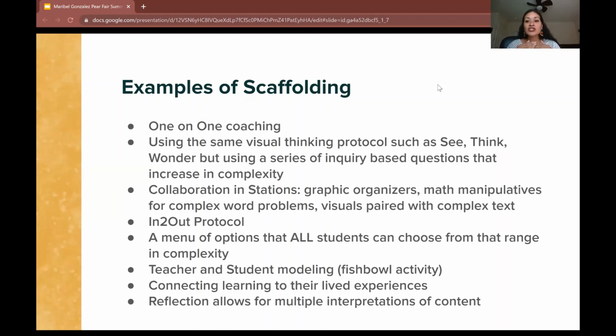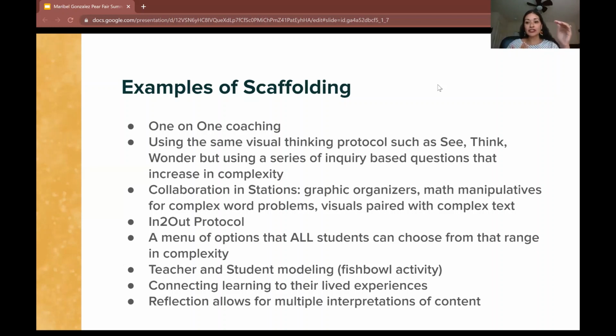And so the in to out, you have for the in, you are having them reflect independently on a question. You can have them look at a comic. You can have them look at a visual, and they spend some time with themselves. And then for the two, they work with the partner, and you can increase the complexity in that question. And then in the out, they're sharing, it's a whole group discussion with the entire class.